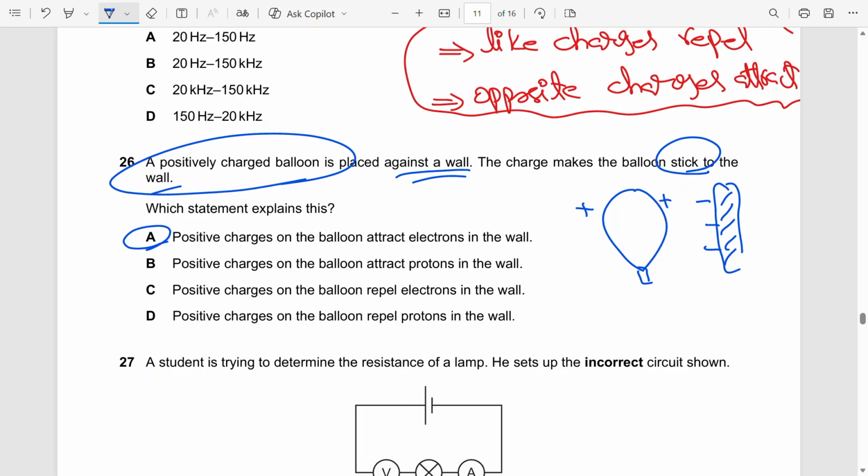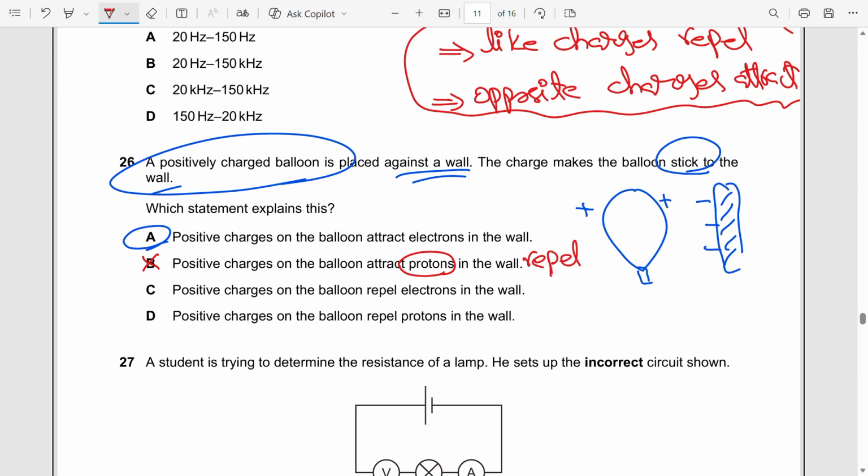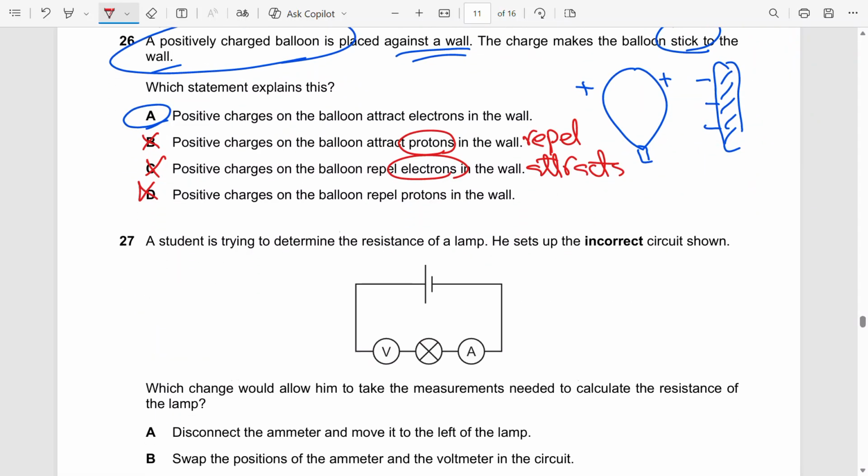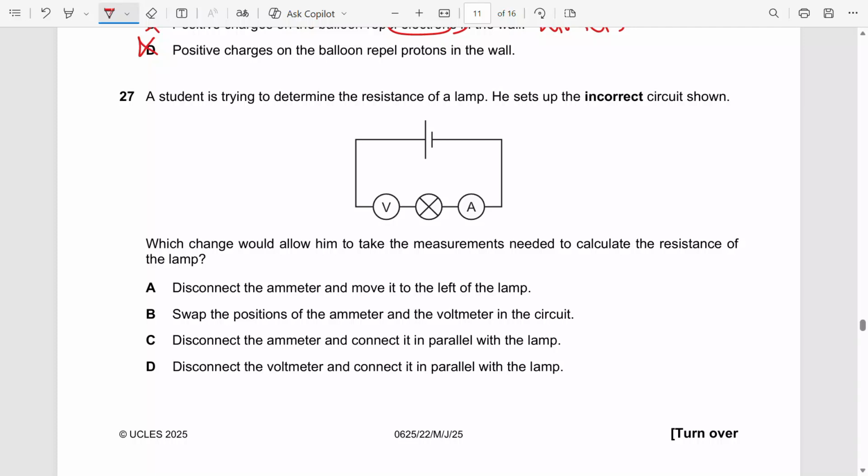Let's check why the other options are not correct. Positive charges on the balloon attract protons in the wall. The same charges will not attract each other, they will repel. Third one: positive charges on the balloon repel electrons. No, beta, opposite charges will attract each other, so it's also not correct. Positive charges on the balloon repel the protons in the wall. So it will also not be correct. Now, the next question.